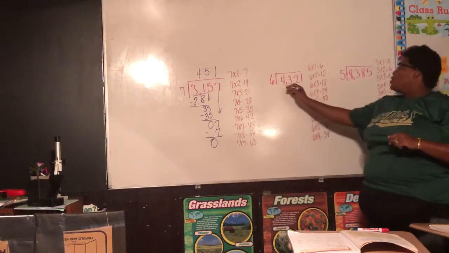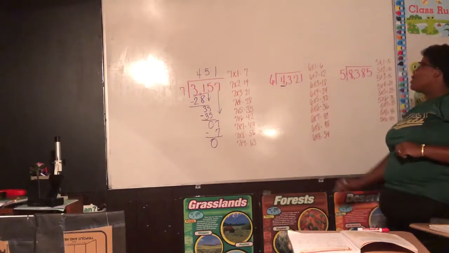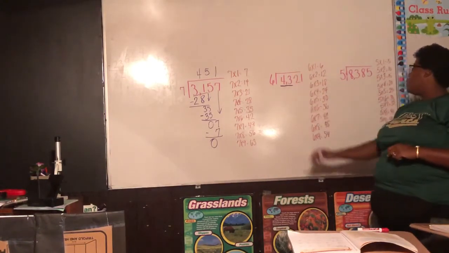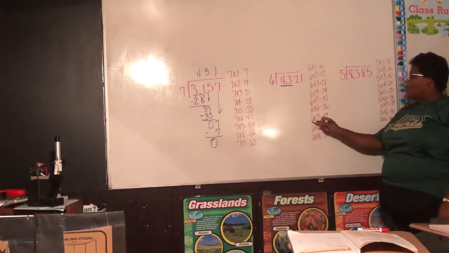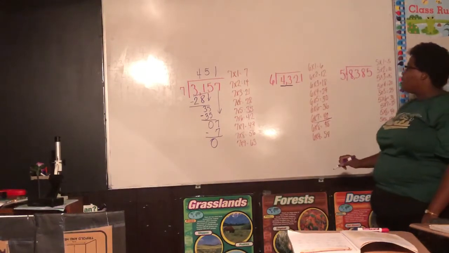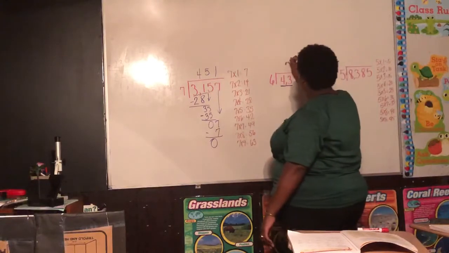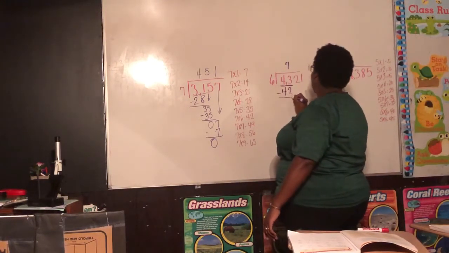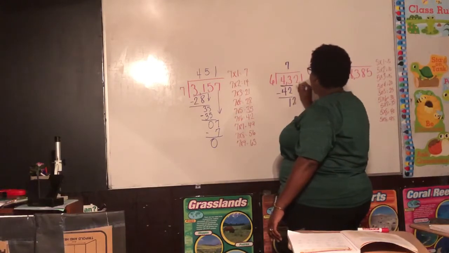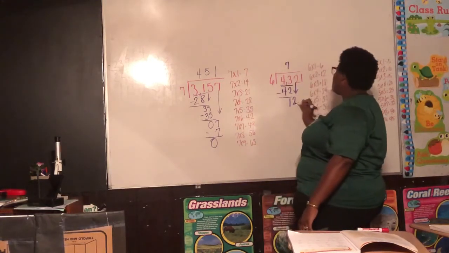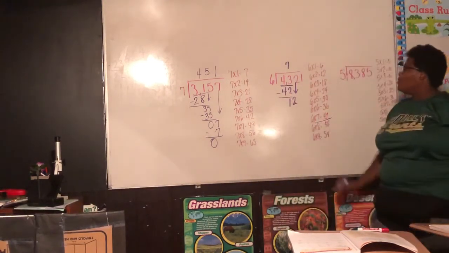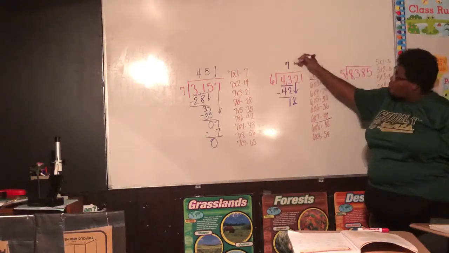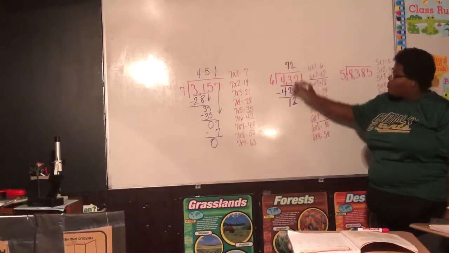Now, can 6 go into 4? No, but 6 can go into 43. 6 can go into 43 7 times, because 7 times 6 is 42. Subtract: 43 minus 42 is 1. Bring down your 2, which will give you 12. Can 6 go into 12? Yes, it can, because 2 times 6 is 12.